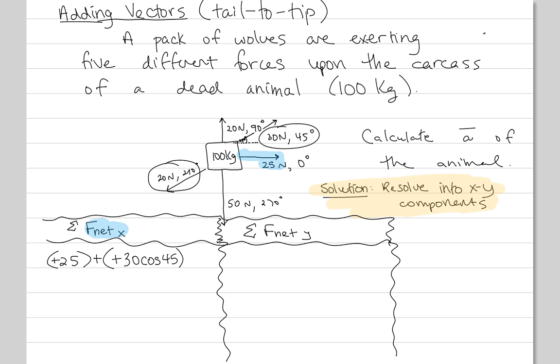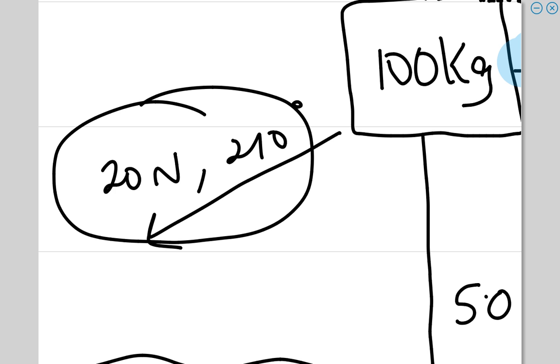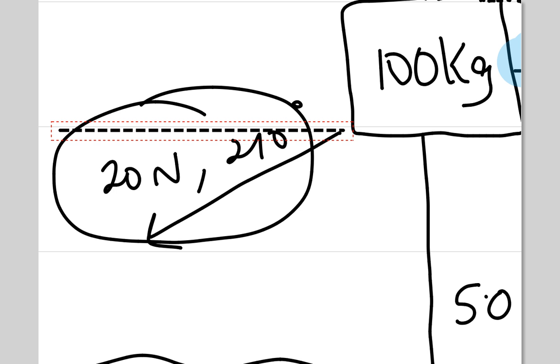Okay, and there's one more. What's the other x component? The 20 newtons at 210 degrees. So we're not going to use 210. We have to use acute angles, right? Did you say 60? Oh, why? That's bad. This is 210 here. So it's 210 all the way around, so this reference angle is 30. You'd have to use 30 in there.